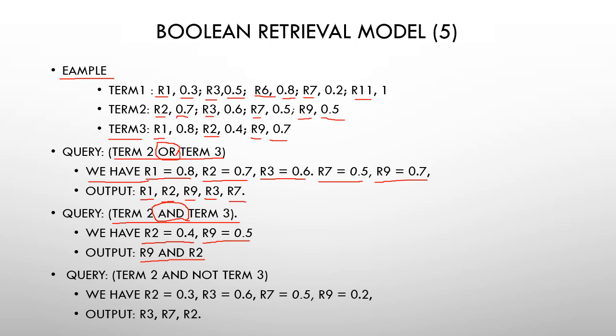Now the third query says that we want to have documents with term 2, but there is no term 3. So term 2 only. So the term 2 without term 3 would be record number 3.